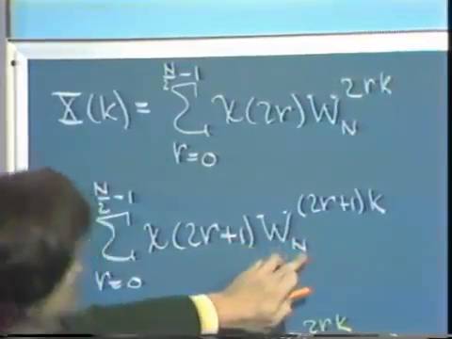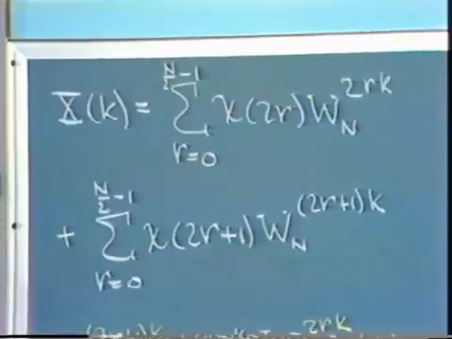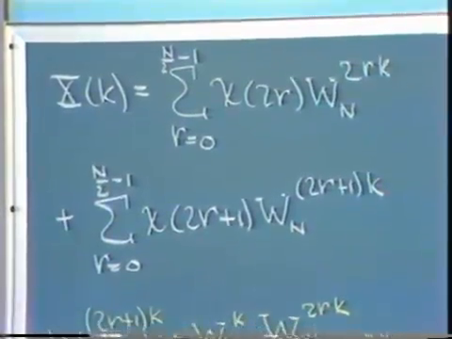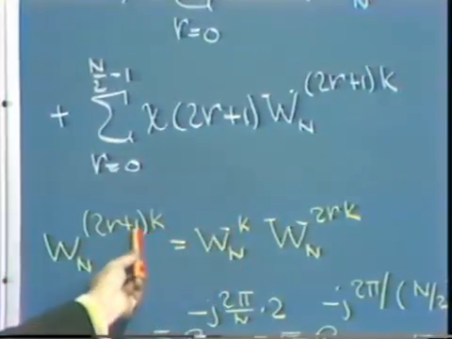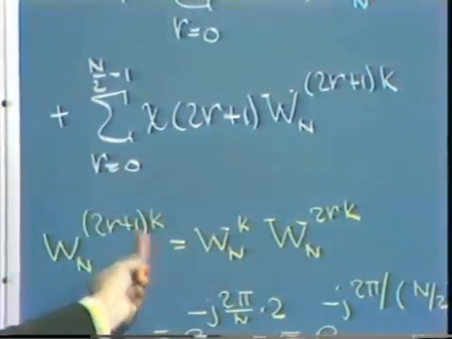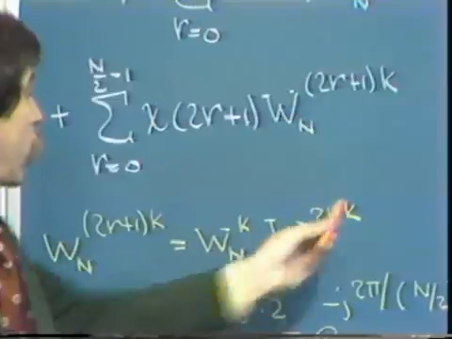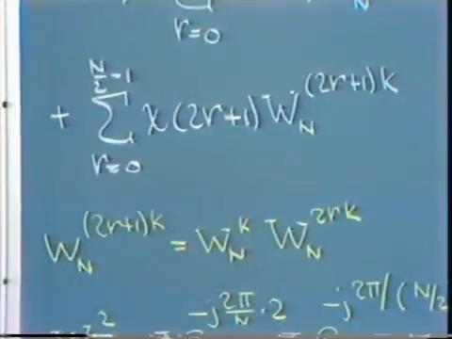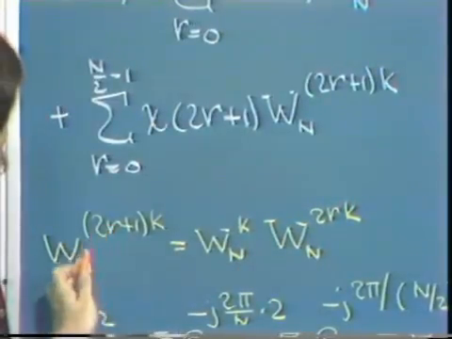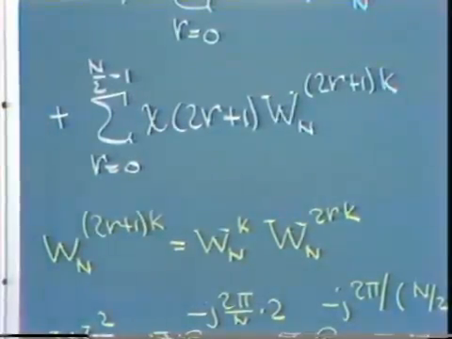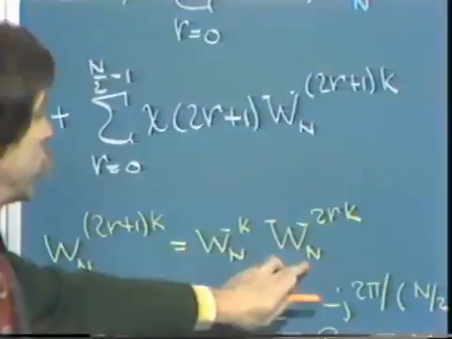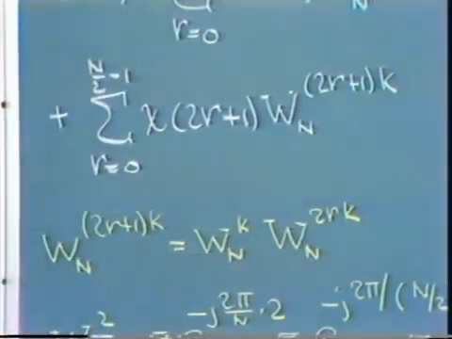Well, let's look at this factor, w sub n to the (2r plus 1) times k. That's equal to w sub n to the k, because of the 1, times w sub n to the 2rk. So we can first of all break this term up into a product of these two terms. And now let's look at this one, w sub n to the 2rk.